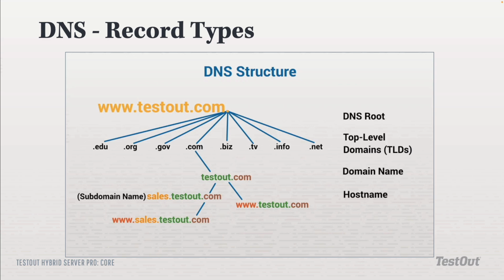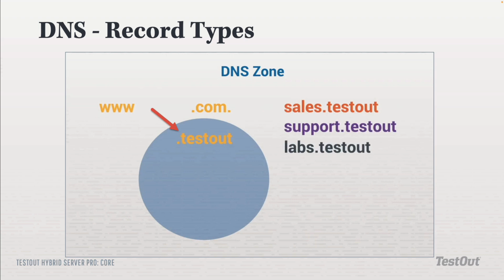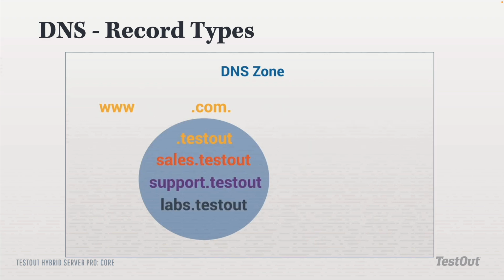So the part before our domain name that we purchased is our subdomain. In the example here, sales would be our subdomain. When it comes to our actual zones, we can see here the .testout zone has sales, support, and labs. Those are all part of the testout.com DNS zone. This is how we organize it in order to manage it.